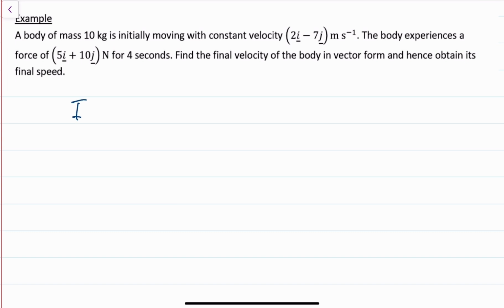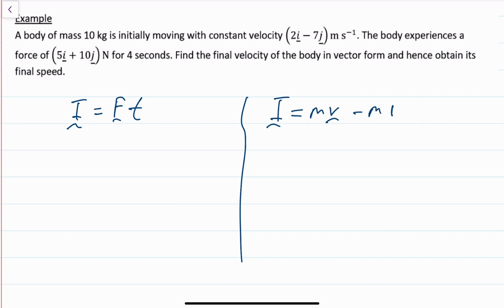Let's just write down your formula. I, your vector impulse, is equal to vector F times t. And we're going to use another one as well. I is equal to mv minus m vector u. So we're just going to fill this in.